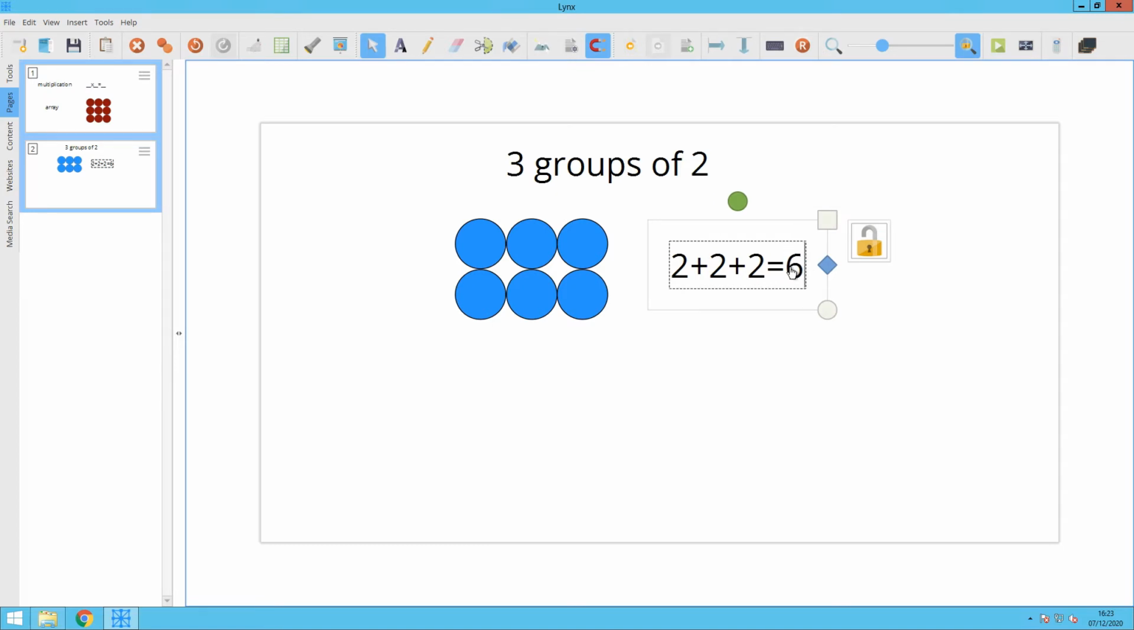Now I can work out my multiplication sentence. So because there are groups of 2, there are 2 in each group, I'm going to do 2 times, and as there are 3 groups, it's 2 times 1, 2 times 2, 2 times 3. And we already know that that equals 6. So here I've done an array for the statement 3 groups of 2, a repeated addition number sentence, and a multiplication number sentence.